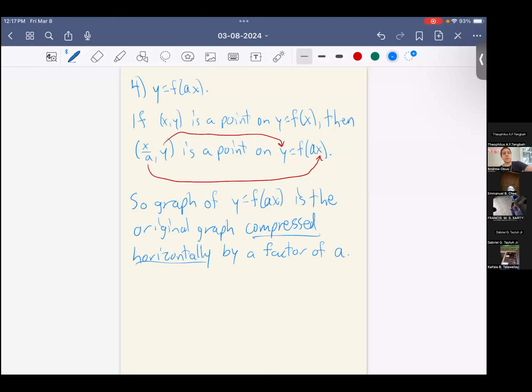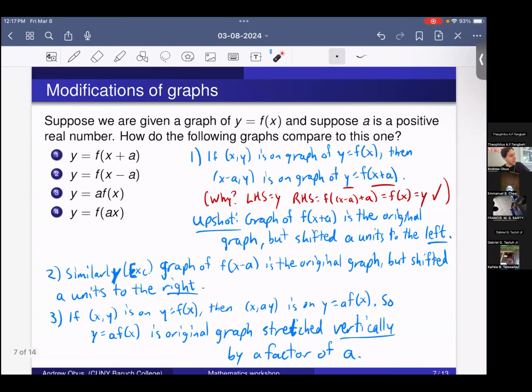Okay, so these 2 things look very similar, number 3 and number 4, right? Number 4 says y is f of ax. That compresses horizontally by a factor of a. Number 3 is almost the same, but we have y equals a f of x instead of f of ax. And in that case, you get a very different effect. You get stretched vertically instead of compressed horizontally. Okay.